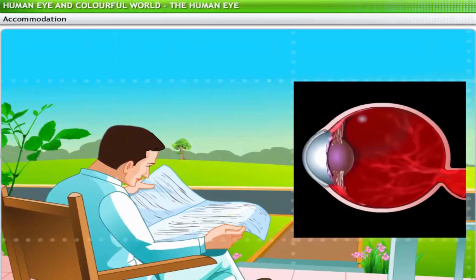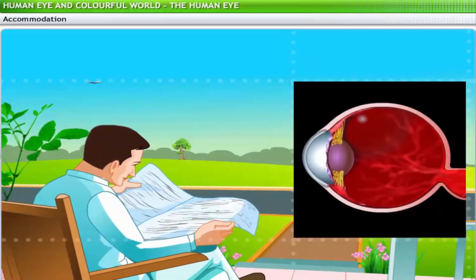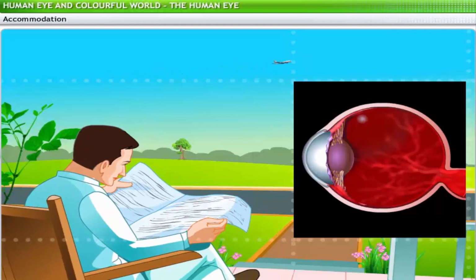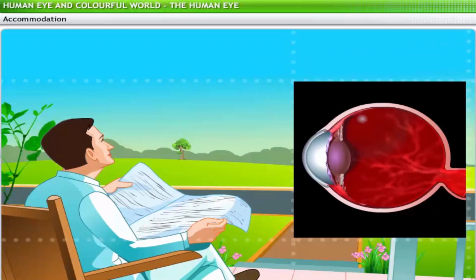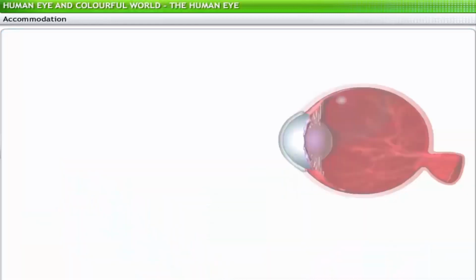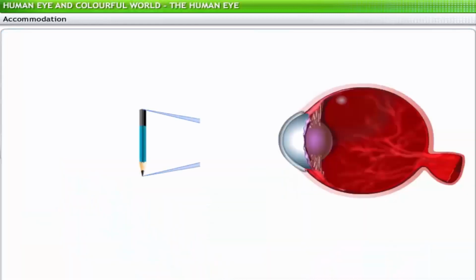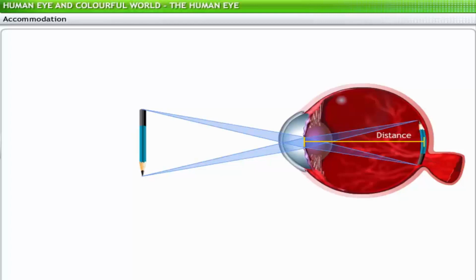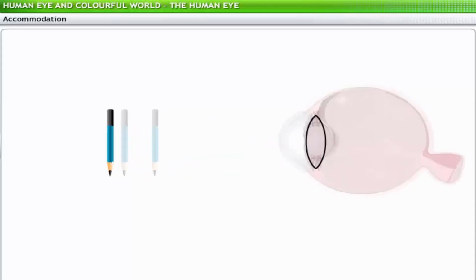As mentioned earlier, ciliary muscles help obtain the focus of objects located at different distances. Your eye can change the focal length of the lens in a fraction of a second when you look at another object. This ability of the eye to change focus for objects at different distances by altering the curvature of the lens is called accommodation. For an object to be seen clearly, the image must be formed on the retina. The distance between the lens and the retina is fixed. So, how do you think the eye is able to focus on objects at different distances?